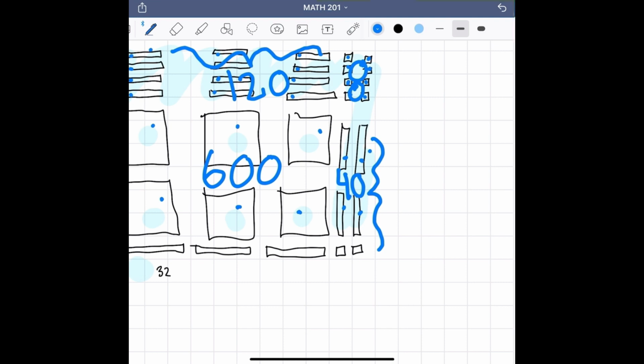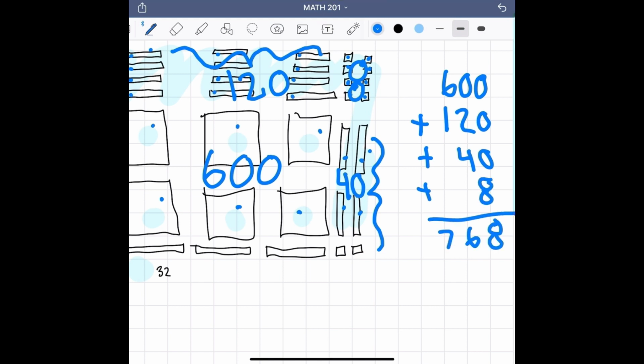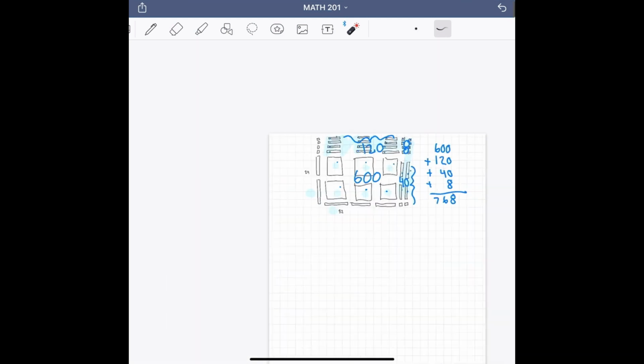So using the partial products method, we can add all of these numbers together to get our answer to 24 times 32. So 600 plus 120 plus 40 plus 8 equals 768. Now we've done 24 times 32 in the representational format, as we're going through the CRA process.